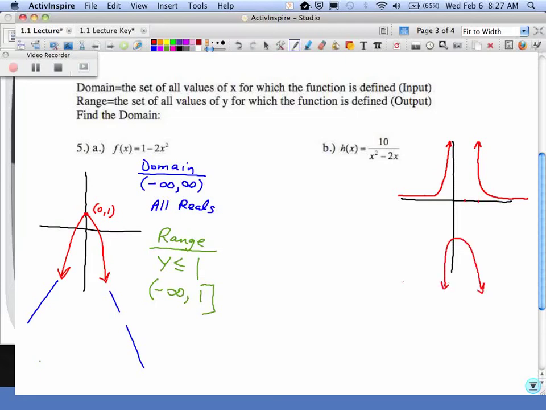I don't know, something like that. So let's talk about the domain. What x values are we allowed to use in this problem? What x values are we allowed to use?